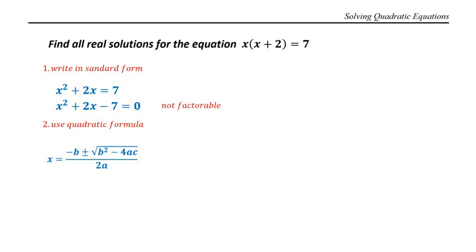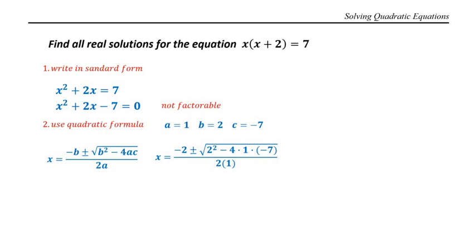And now this is where knowing what our a, b, and c values come in handy. So in this equation, our a value is going to be 1, our b value is 2, and our c value is negative 7. So now all we need to do is plug these three values into our quadratic formula here. If we did that, we would have negative 2 plus or minus the square root of 2 squared minus 4 times 1 times negative 7 over 2 times 1.